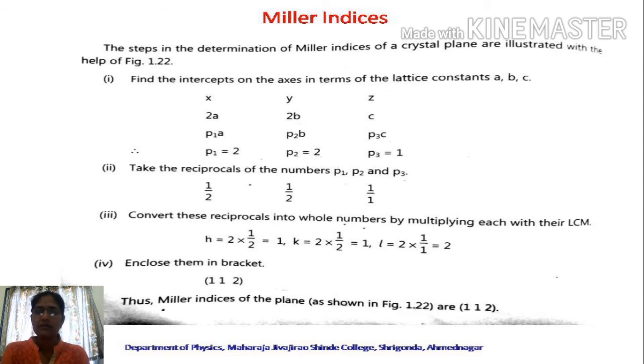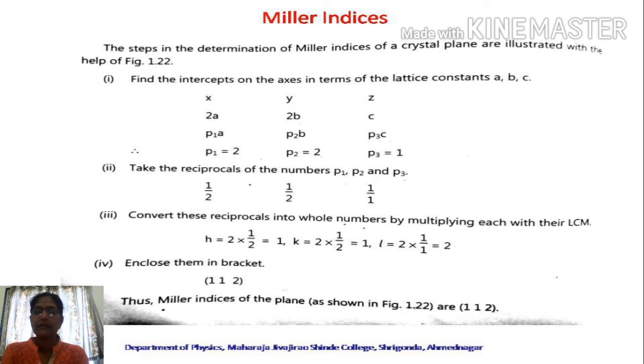Next step is you have to take the reciprocal of these 2, 2 and 1. It comes out as half, half and 1 by 1. Next step is you have to find the LCM of the denominators 2, 2, 1, and its value is 2. Now the next step is to take the reciprocal and multiply it with the LCM. It will give us the value of HKL.